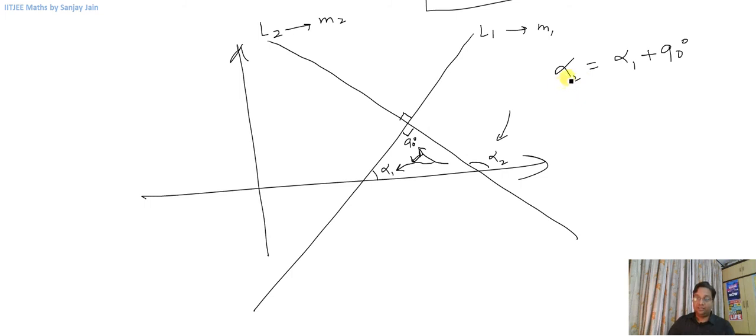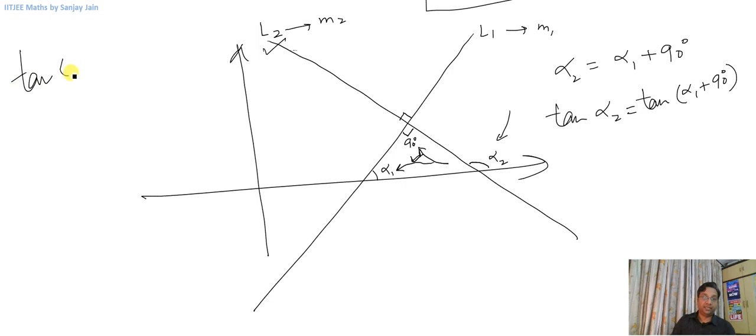All right. So if I want to have the slope of, let us say, L2, what will be the slope of L2? It will be tan alpha 2. And what is tan alpha 2 equal to? It is equal to tan of alpha 1 plus 90 degrees, right? And what is tan of 90 plus theta? Tan of 90 plus theta is nothing but minus cot theta, right? So what can I say about this expression? That it is equal to minus cot alpha 1.